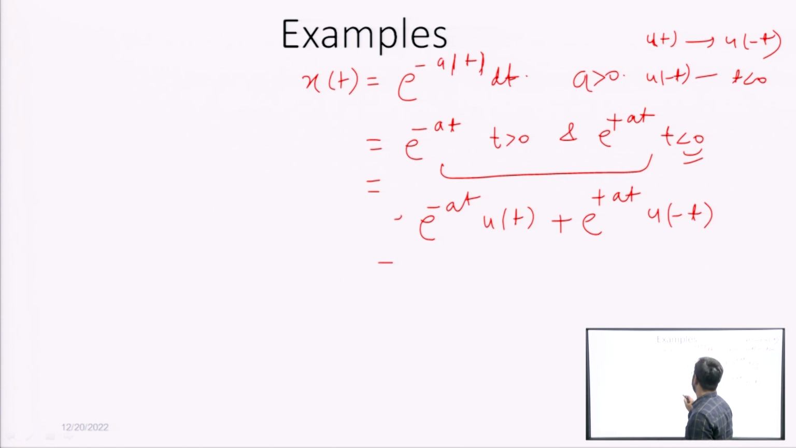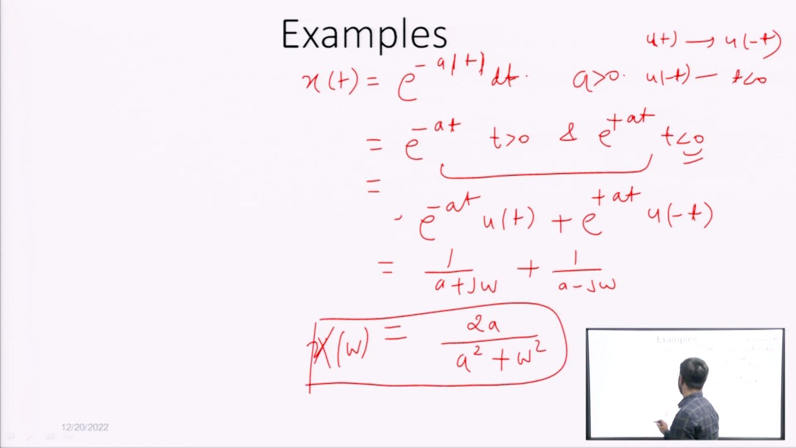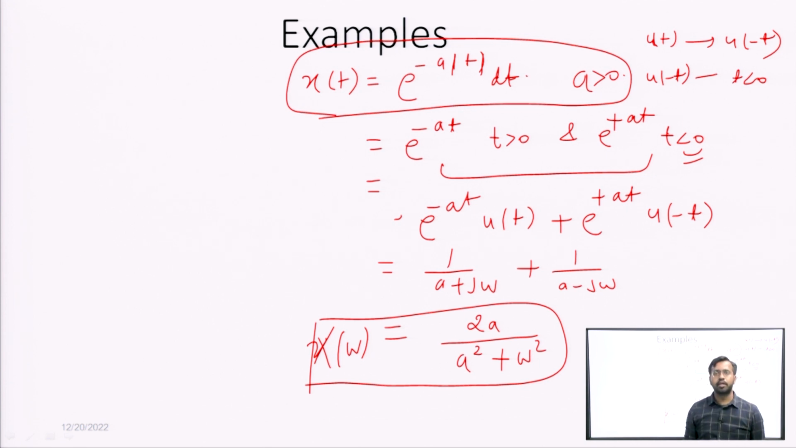Now if we find the Fourier transform of this, just now we have found 1 upon a plus j omega, and for this also we have found 1 upon a minus j omega. So, combining both, what will we get? We will get 2a upon a square plus omega square. So, this is basically the Fourier transform of x(t) equal to e to the power minus a modulus t for a greater than 0. See, this is very important, you have to remember.